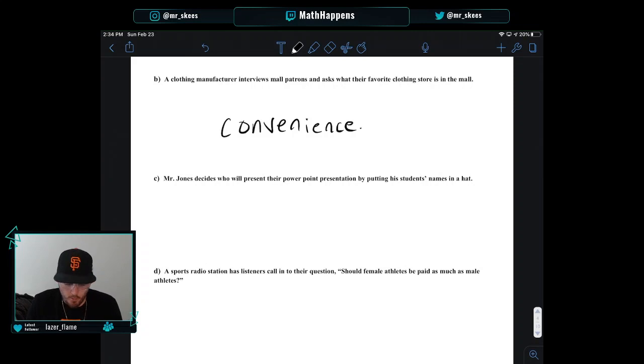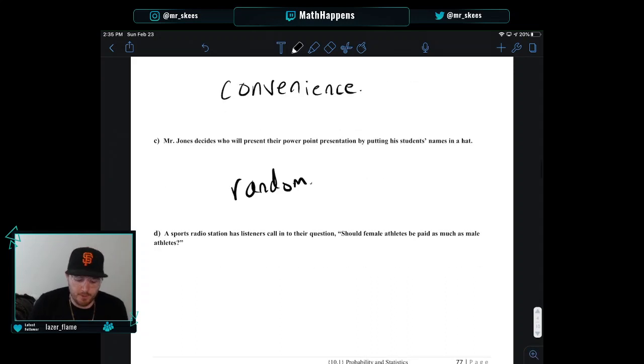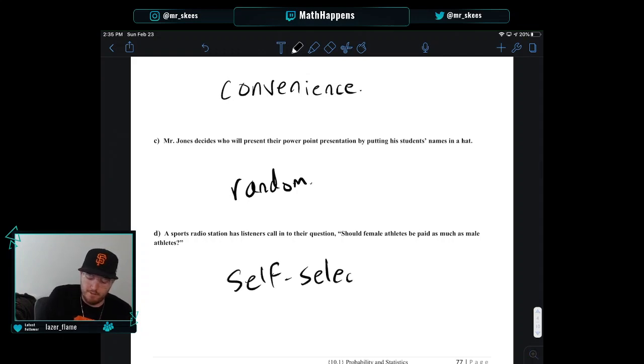Mr. Jones decides who will present their PowerPoint presentation by putting his students' names in a hat. Random. A sports radio station has listeners calling in to answer the question, should female athletes be paid as much as male athletes? They're calling in themselves. They're self-selecting. Nobody's being forced to do anything. They're self-selected.